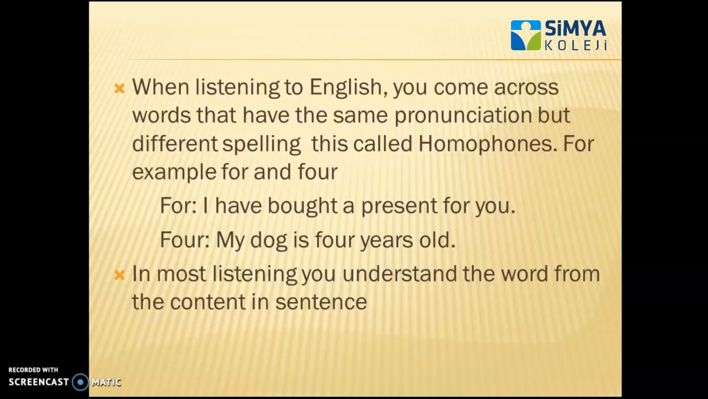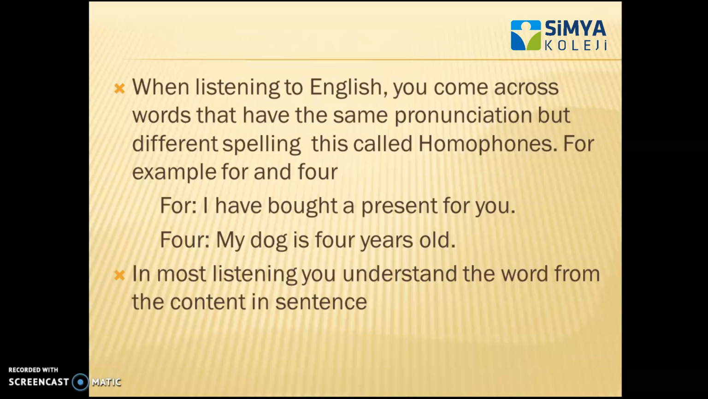Okay. Now going forward. Now when you're listening to English, for example, in the classroom when we're doing a listening exercise, or we are listening to some vocabularies, you come across words that have the same pronunciation, but these words have different spelling. So in this situation, how do you understand this is the specific word they're talking about? For example, we have 4 and 4. I have bought a present for you. Okay, my dog is 4 years old.